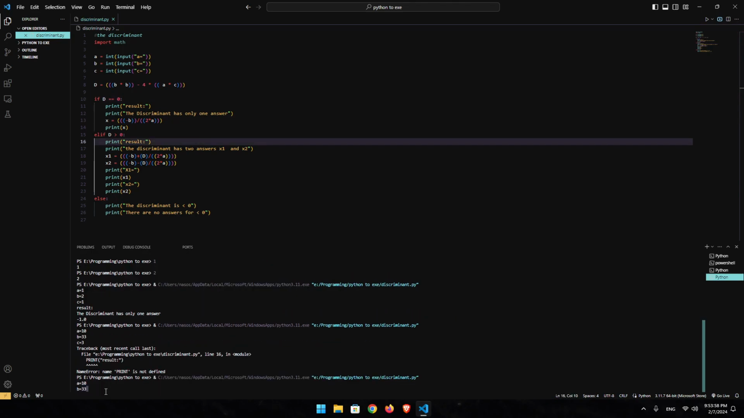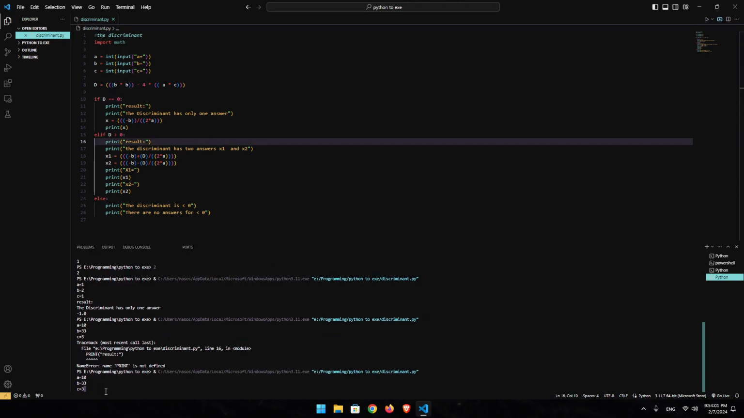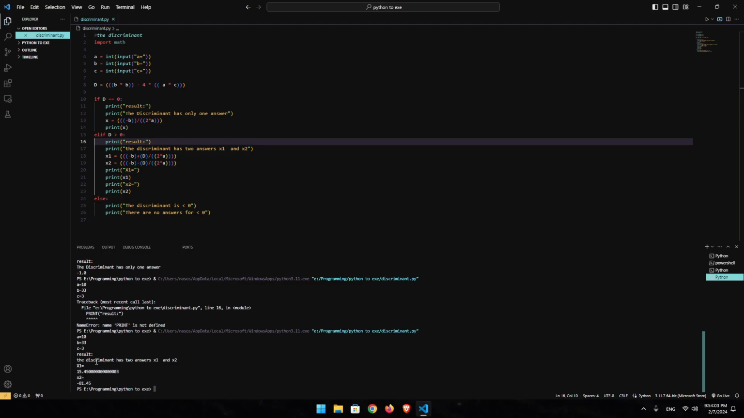So a 10, b 33, and c 3. So the discriminant here has two answers because it's greater than 0. So x1 will be 15.450003 and x2 will be -81.45. And here's the two answers.